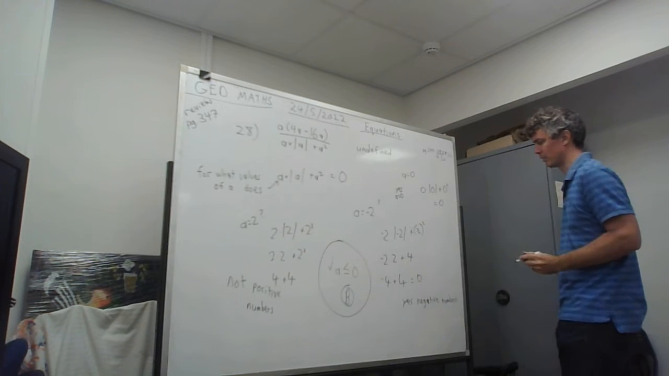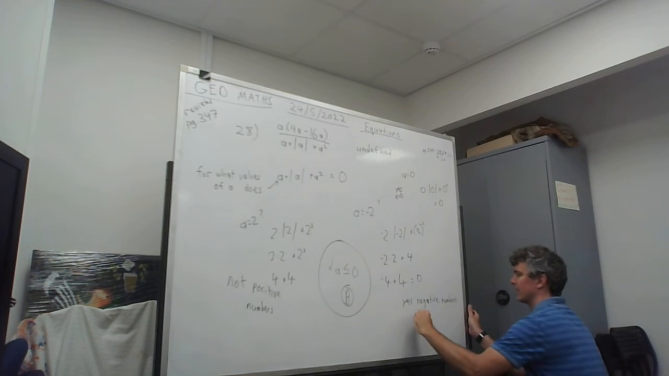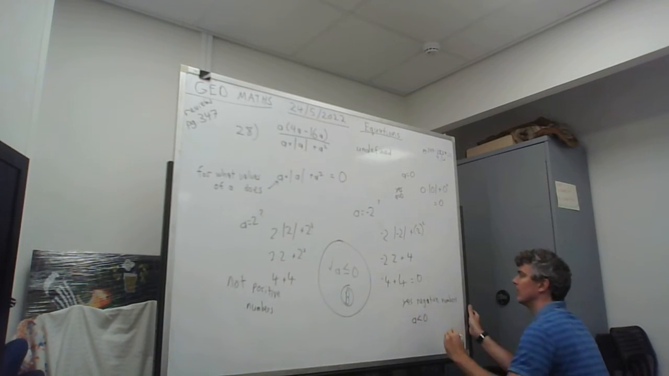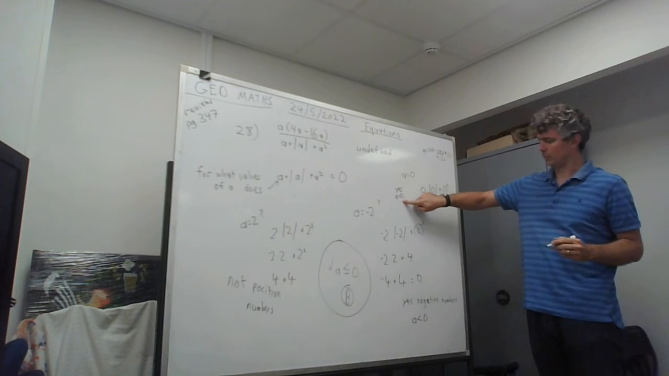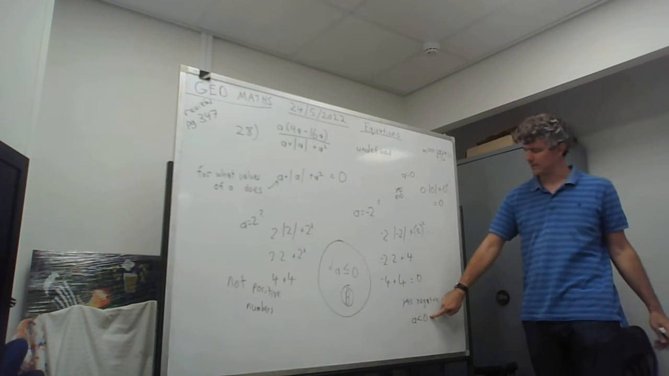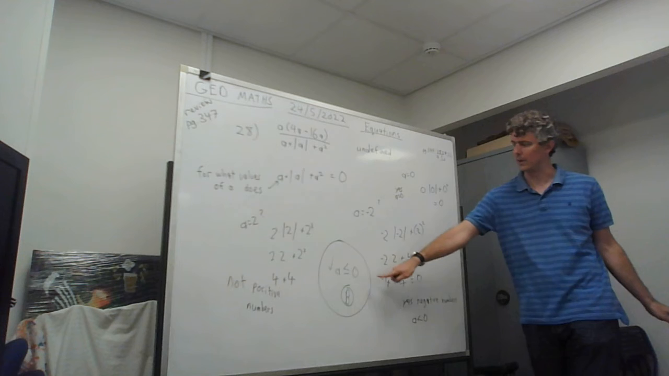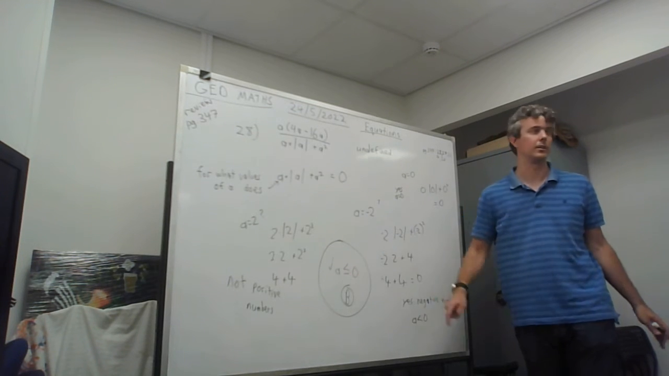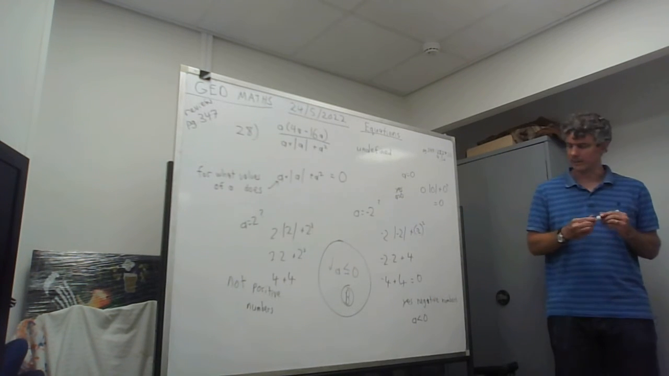Okay, so this one is yes, negative numbers is less than 0. And A equals 0. So A is equal to 0, A is less than 0. Those are the times you'll get it. So A is less than or equal to 0. That's what that sign is.